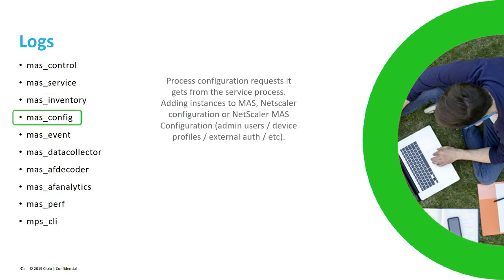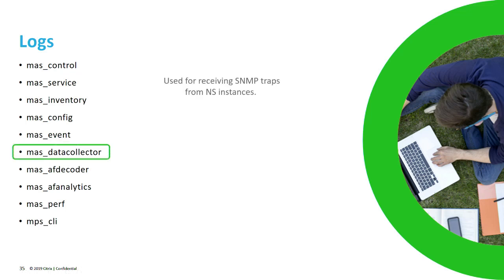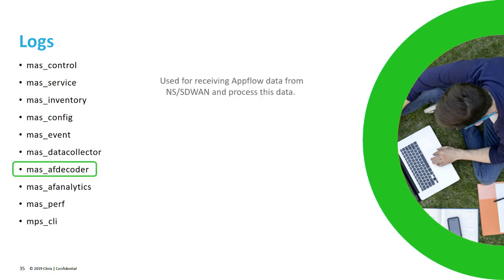The events log is going to trigger internal events en masse, and also reporting and syslog data. The data collector log is going to be for SNMP traps. And the next two logs, the AF decoder and the AF analytics, are going to be for AppFlow issues.